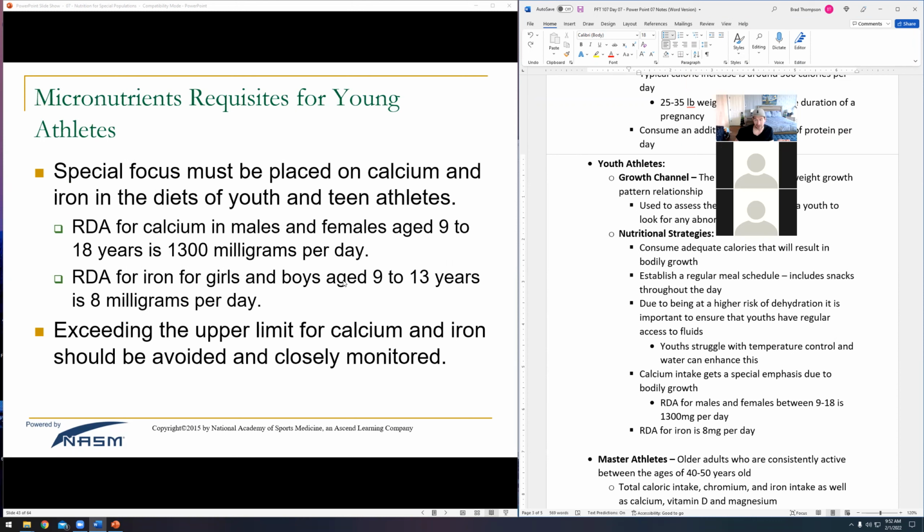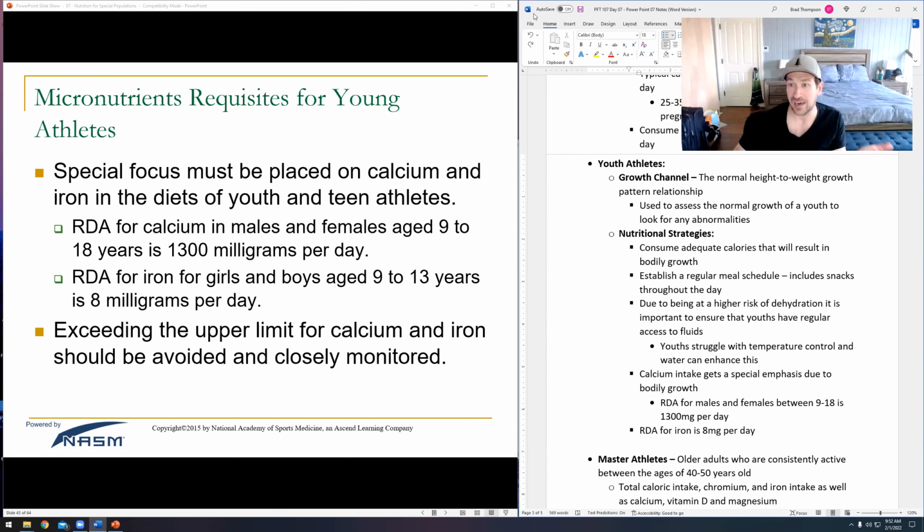Now, don't go crazy on that. Obviously, there are a lot more obese children in this country right now than there ever have been. We have a lot of unhealthy options and way too much sugar available. But if they're being physically active, this is a good way to ensure that you are rehydrating them. So special focus placed on calcium, special focus placed on hydration.